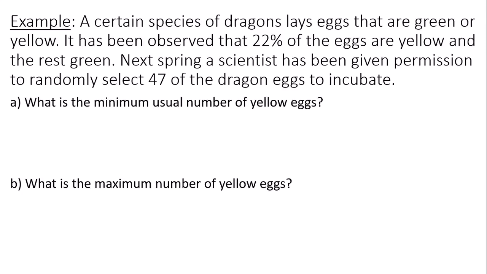Next spring, a scientist has been given permission to randomly select 47 of the dragon eggs to incubate. What is the minimum usual number of yellow eggs? What is the maximum number of yellow eggs?